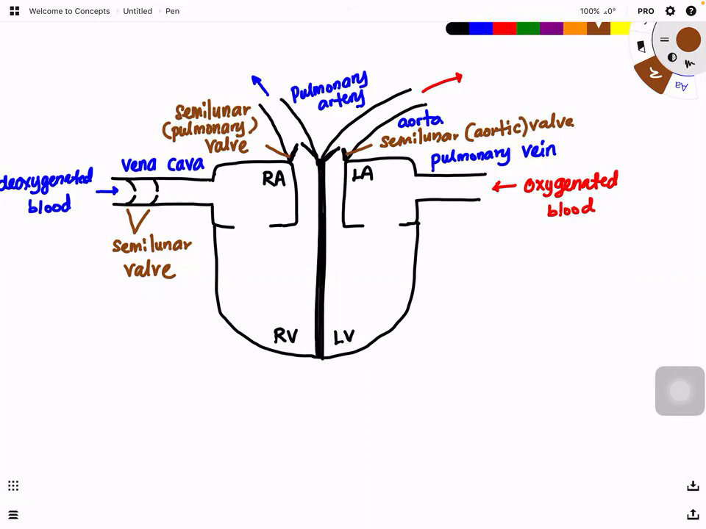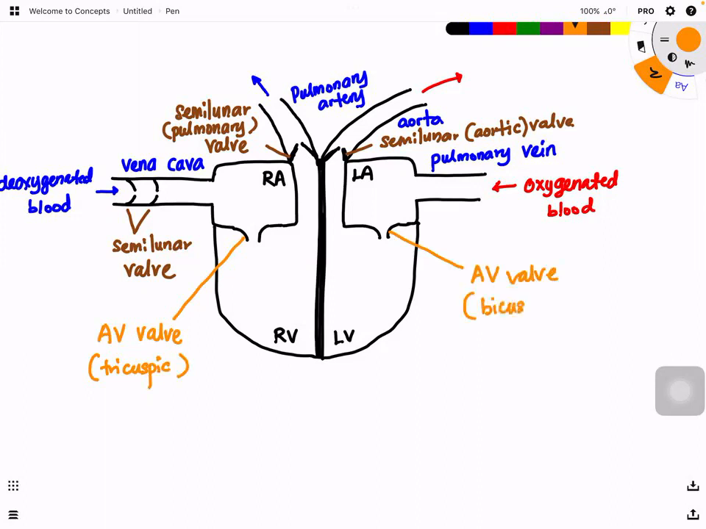Then we still have a set of valves termed the AV valves. We have the tricuspid valve here and the bicuspid valve. All of them are termed the AV valve, atrioventricular valve. Here we have 3 cusps, so we call it the tricuspid valve. This one only has 2, so it is also part of the AV valve, known as the bicuspid or mitral valve. Are you clear?